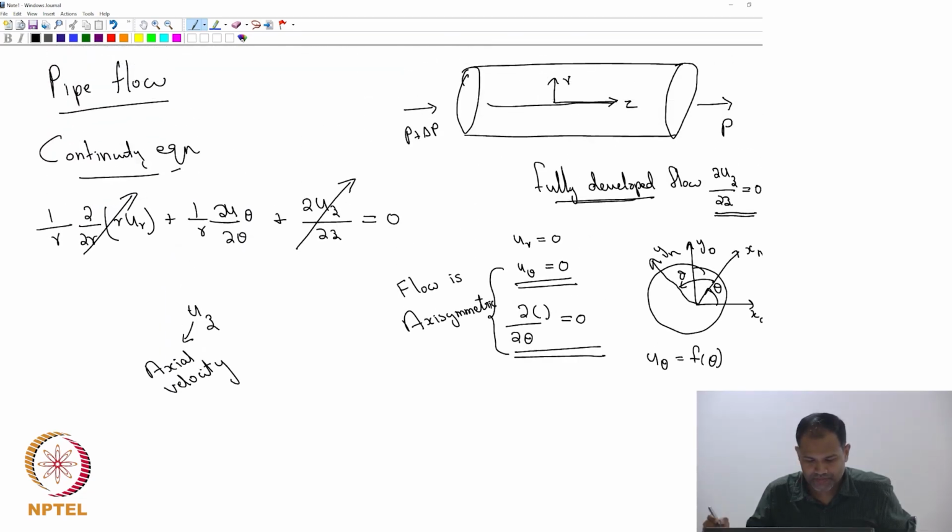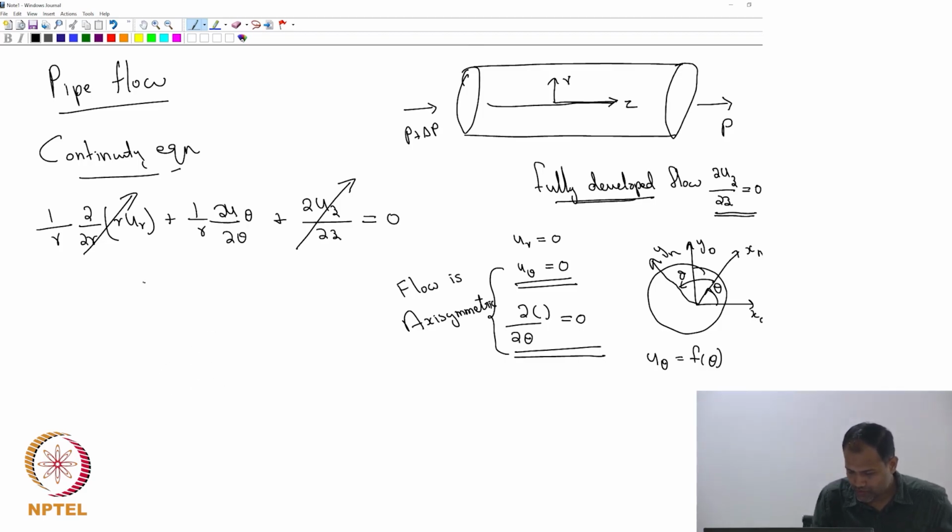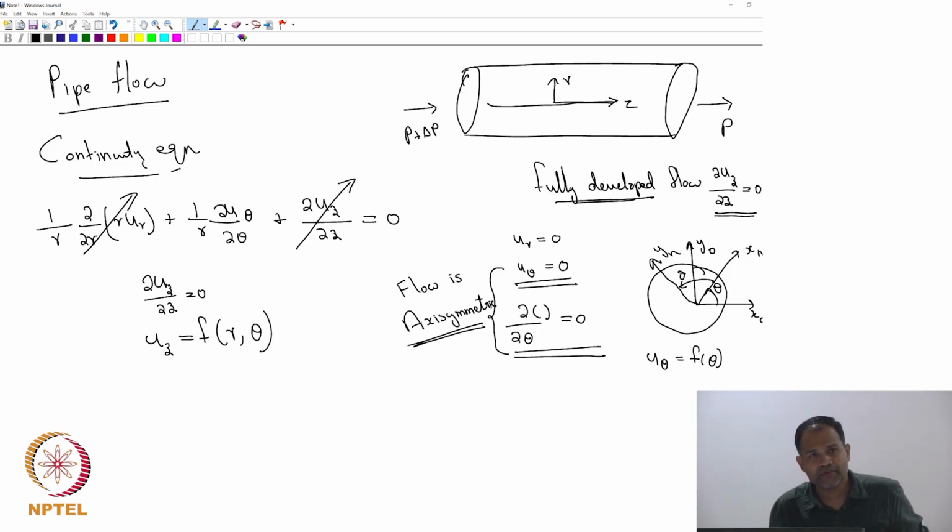Just one thing. We have ∂uz/∂z equal to 0. That means uz is a function of r and theta, but because of the assumption of axisymmetry, by definition things are not dependent on theta. So we have just uz as a function of r, just the way in the other problem we had a velocity parallel to the channel that was just a function of the perpendicular direction. Similarly here, velocity is along the pipe axis and it will vary only in the radial direction, and that is what we are going to derive.